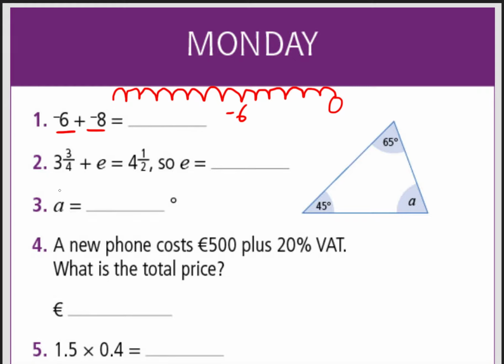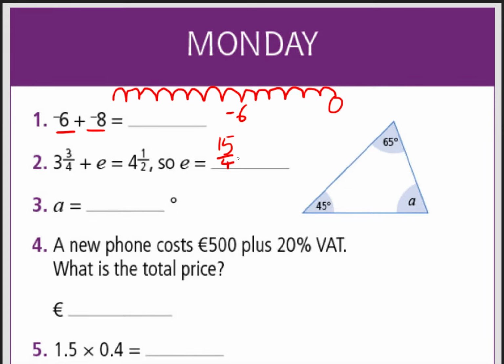Number 2, I'm going to do this a different way today. We have 3 3/4 plus something is equal to 4.5. So what is the something? In this case, they're calling it E. What I'm going to do for this one is make it all quarters. To make this quarters, we'll make it into an improper fraction. We'll do 4 times 3 is 12, plus 3 is 15 over 4.